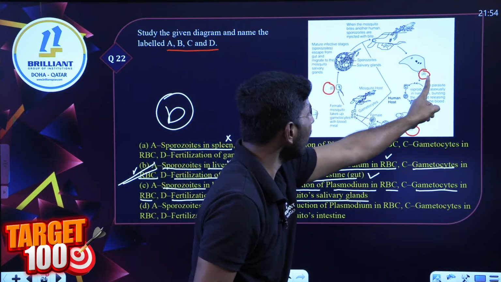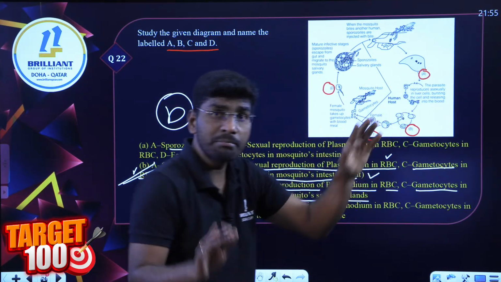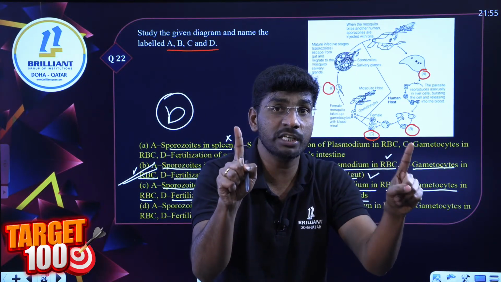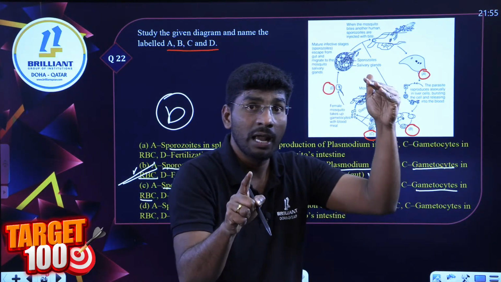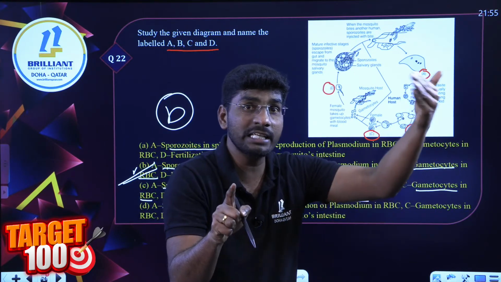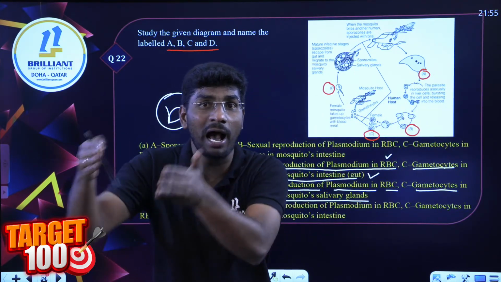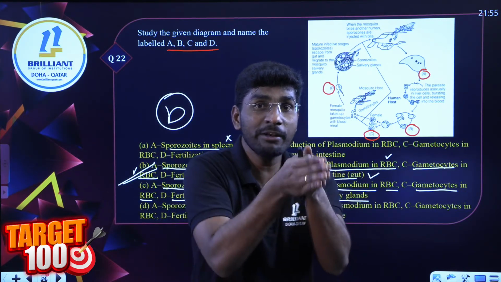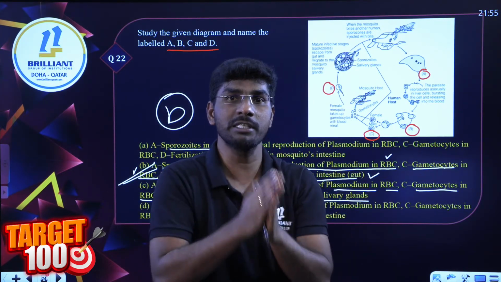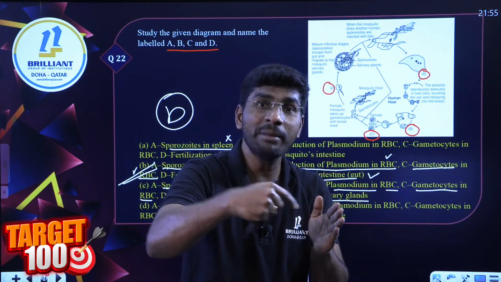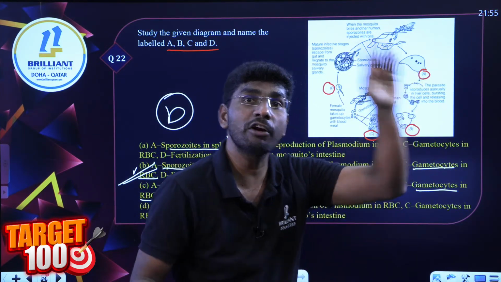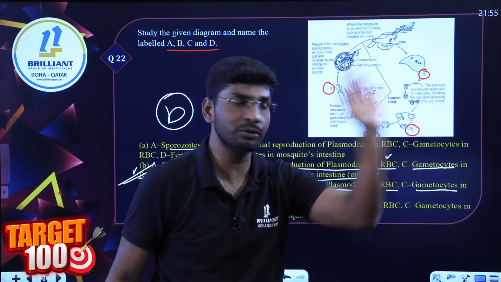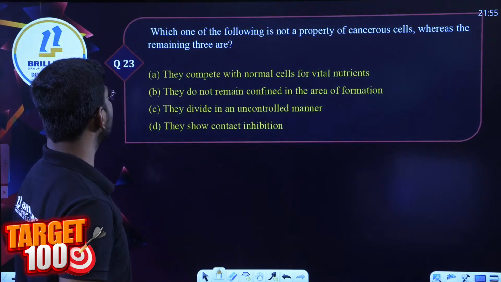Look here: A is in liver. Remember all of you, two places where asexual reproduction takes place in Plasmodium vivax. One is called liver, hepatic schizogony; second is called RBC, erythrocytic schizogony. If a question comes, gamete formation is in human RBC, human blood, but gamete fertilization is in the gut of the mosquito. So option B. Do not get confused, my dear students. Next question, question number 23.